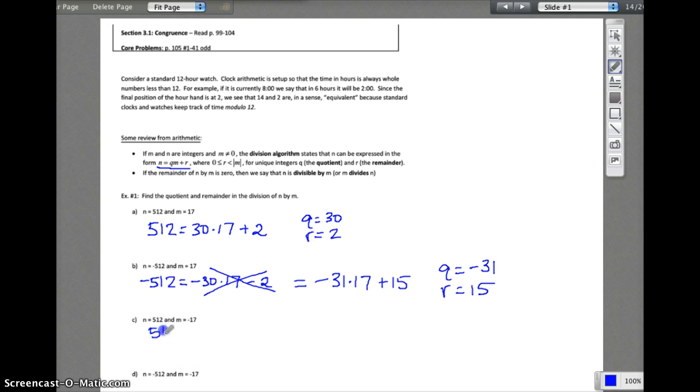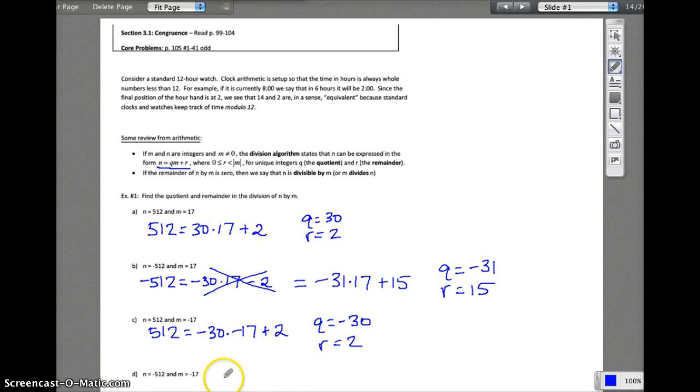So what if the 512 is positive and the 17 is negative? Well, now we can do a negative 30 times a negative 17. This gets us our positive 510. And then adding 2. So our quotient can be negative. That's okay. So q is negative 30 and our r is a positive 2.